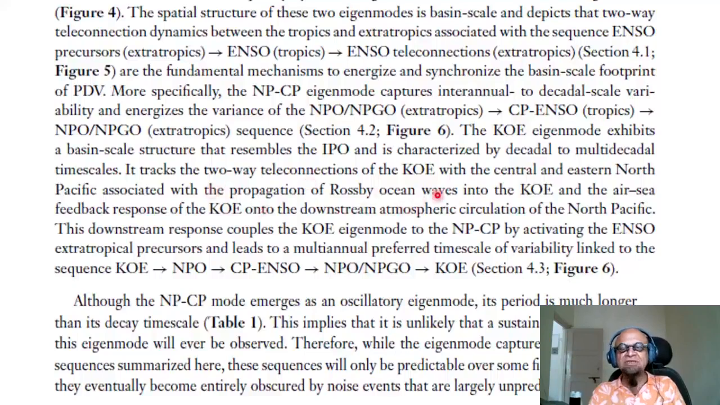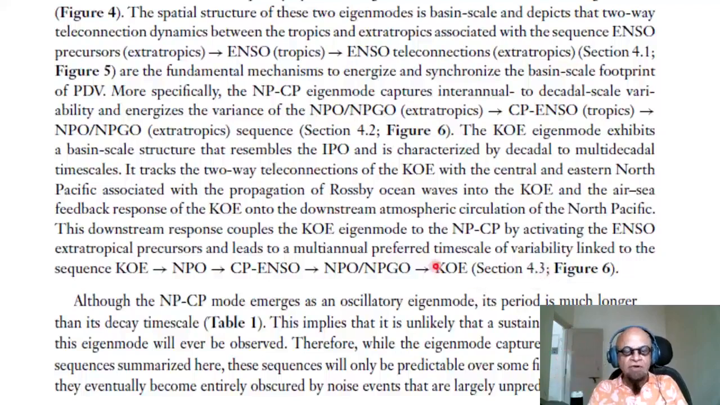It tracks the two-way teleconnections of the KOE with the central and eastern North Pacific associated with the propagation of Rossby ocean waves into the KOE and the air-sea feedback response of the KOE onto the downstream atmospheric circulation of the North Pacific. This downstream response couples the KOE mode in the west as the eigenmode to the NPCP by activating the ENSO extratropical precursors and leads to a multi-annual preferred timescale of variability linked to the sequence KOE to NPO to CP ENSO to NPO, NPGO, and back to KOE.